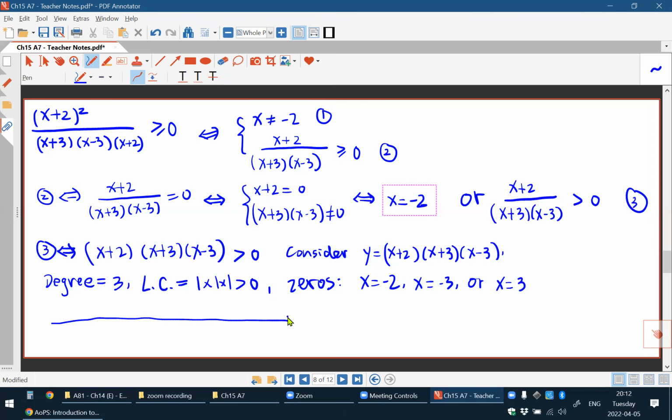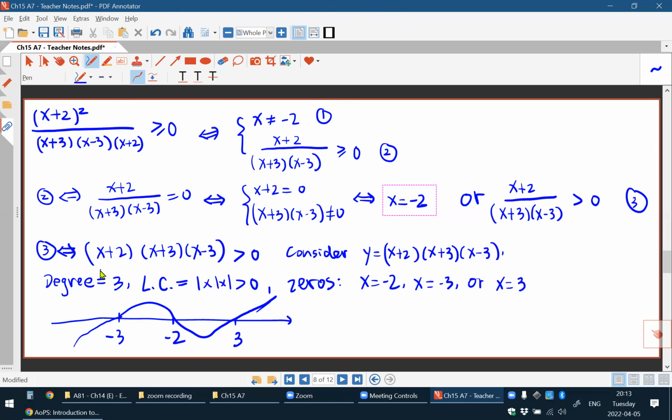Then based on this information, we can sketch the graph of this function. So -3, -2, and 3. Degree is 3. Leading coefficient positive. That means this function will have behavior like this, right? So x came all the way from -infinity to the first one, cross the first zero, then cross the second zero, then cross the third zero, go all the way to the positive infinity, right?